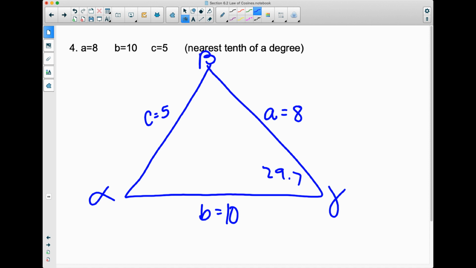Did anyone get anything different for gamma? Okay. Oh God. Where's the eraser? There you go. It's tough to write on.